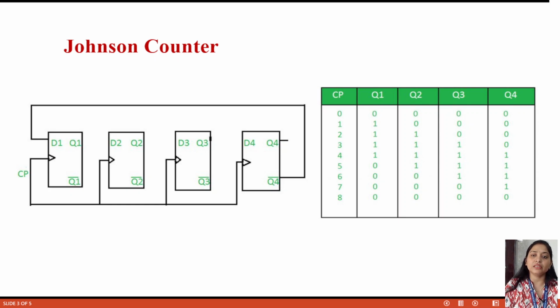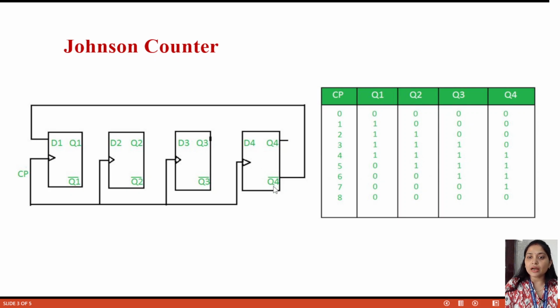The difference is here Q is not connected to the first flip-flop. Here 4 flip-flops are used. Here you can see that the complement of the fourth flip-flop output is connected to the input of the first flip-flop. Here also the same clock pulse is used simultaneously for all flip-flops. Without any clock pulse, the flip-flops do not work.